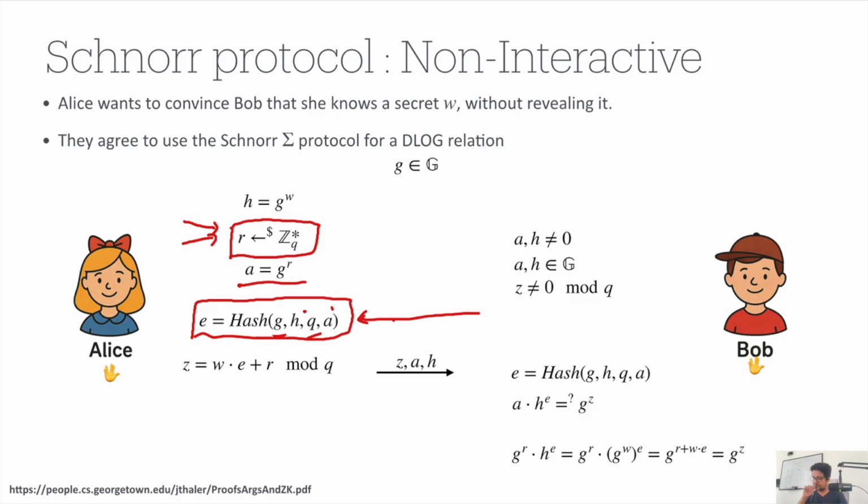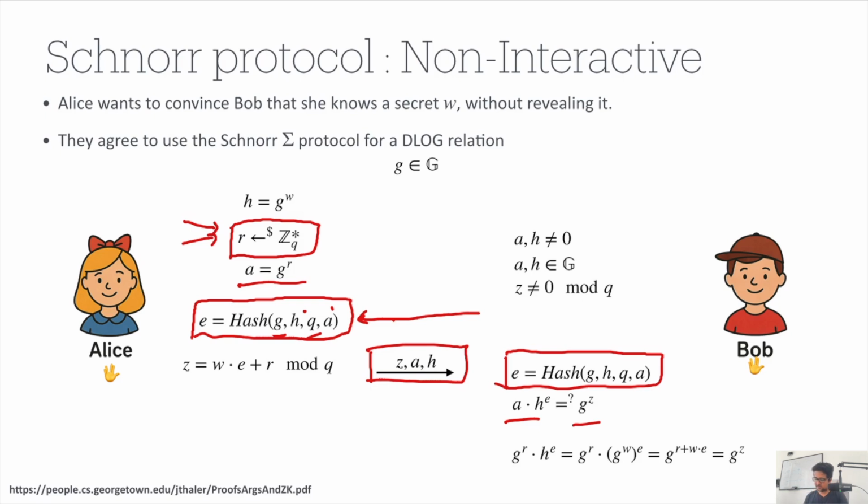So then the interaction essentially goes in the same way. This time Alice just sends Z, A, and H, and Bob does the simulation of the interaction by computing the hash in exactly the same way that Alice computed. And if he finds that the left hand side and the right hand side are the same, then he's convinced. And this is the non-interactive version.